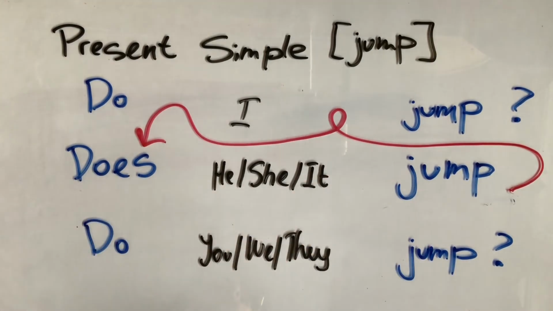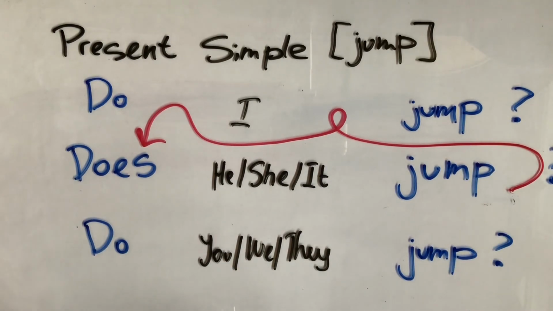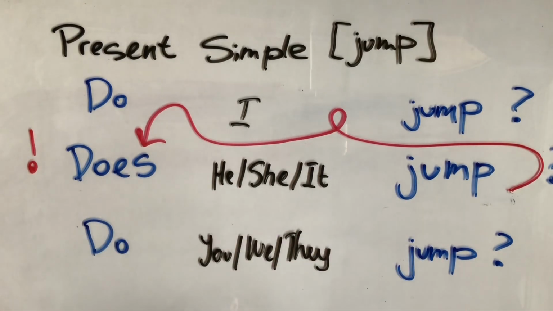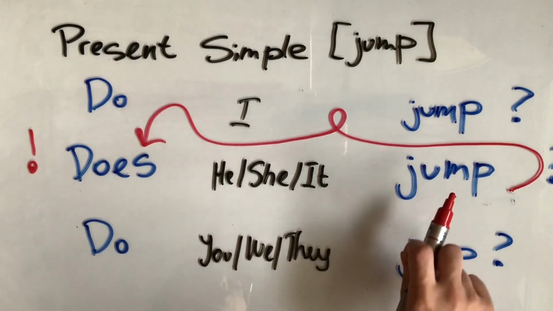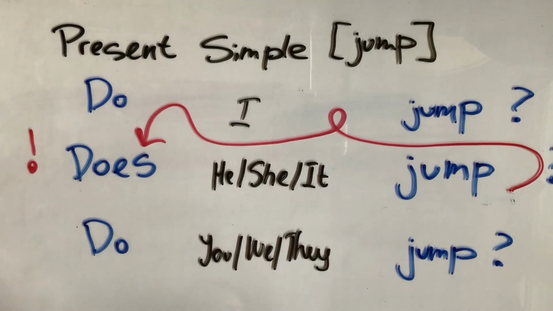Does he jump? Does she jump? Does it jump? Again, do I jump? Do you jump? Do we jump? Do they jump? But, careful, does he jump? And does she jump? Does it jump? Great job, guys!